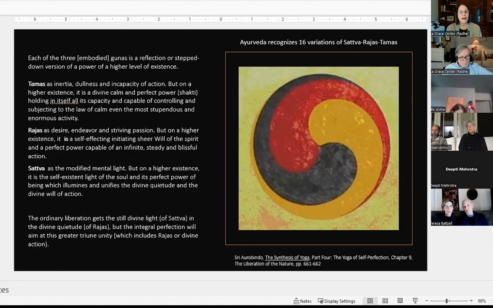We want also action, living in the world, if you will, moving about in the world, and not just pure leaving this world as a liberation. So I found this just a really, really powerful quote by Sri Aurobindo on the gunas.